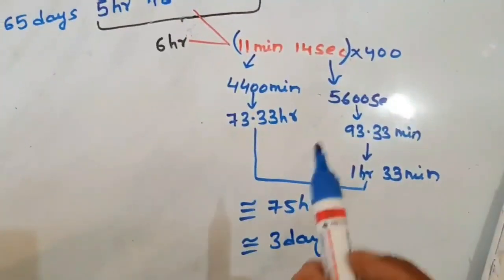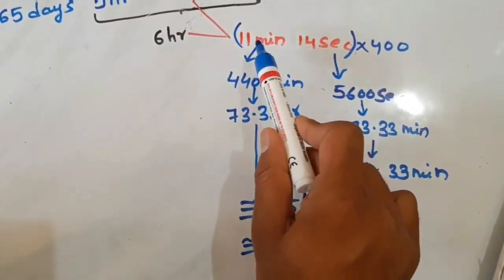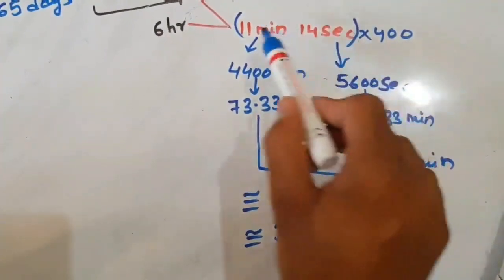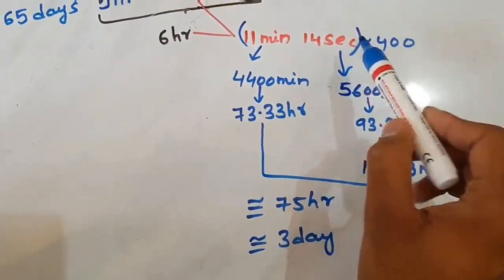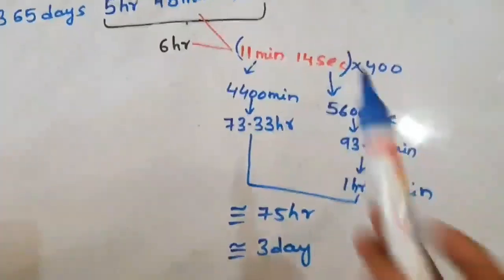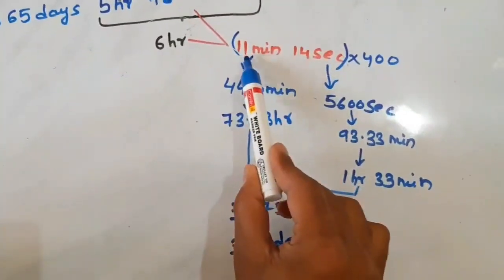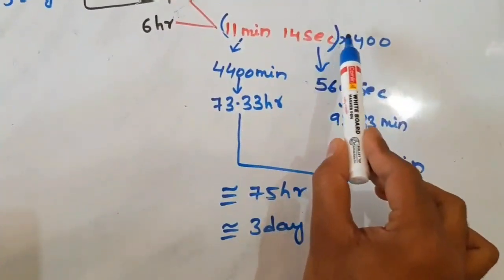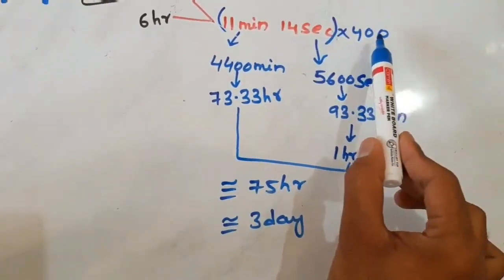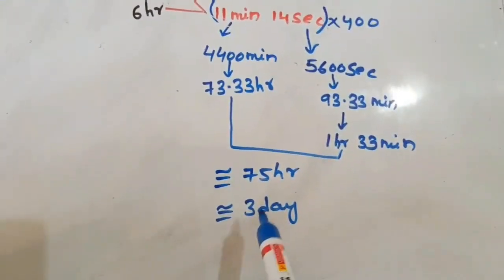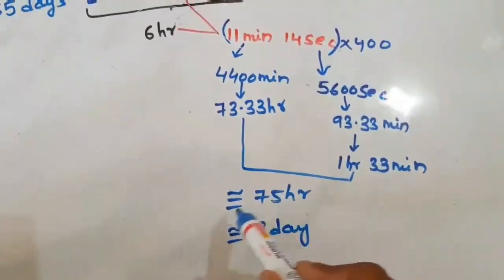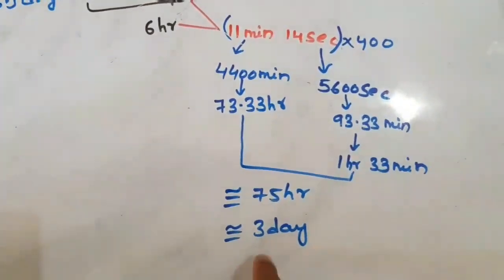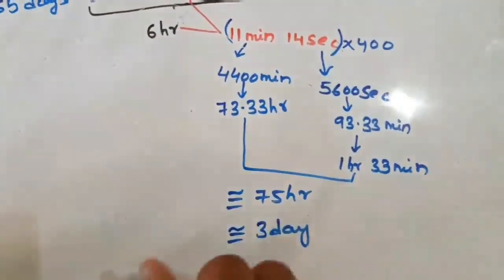So in every year I took 11 minutes 14 seconds. So I am adjusting this 11 minutes 14 seconds. In 1 year I took 11 minutes 14 seconds more. If I consider this 11 minutes 14 seconds for 400 years, I am going to get 3 days. So in 400 years I am getting 3 days. So I have to remove these 3 days from 400 years.